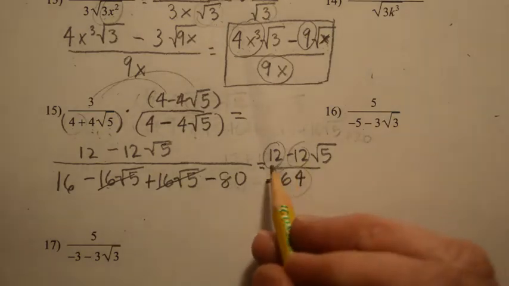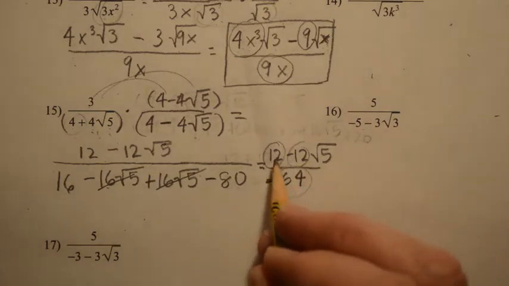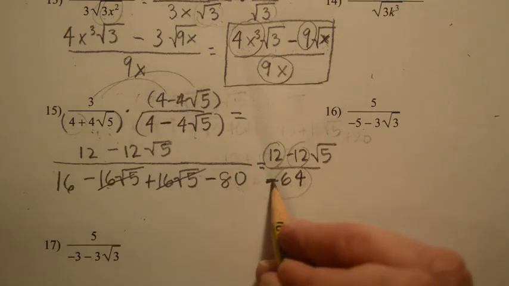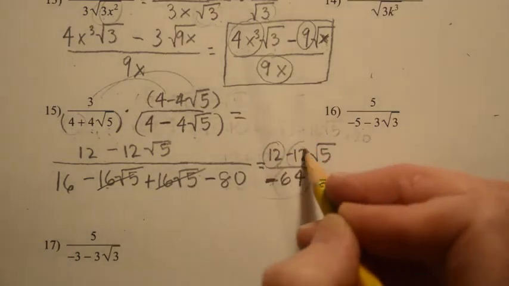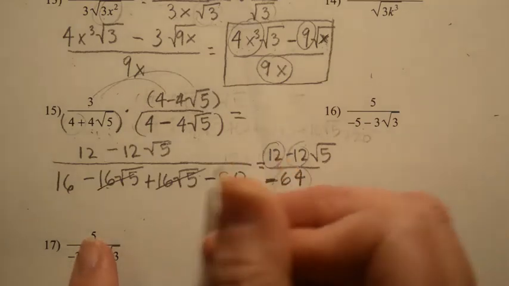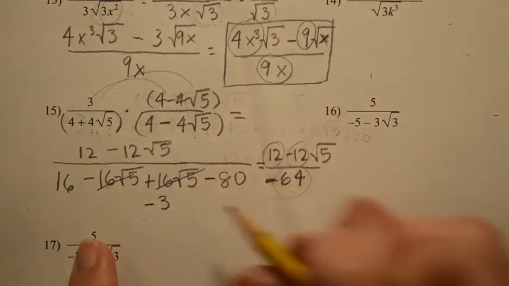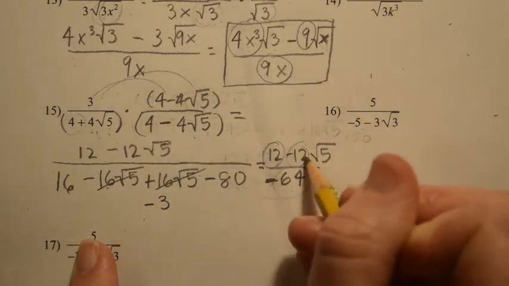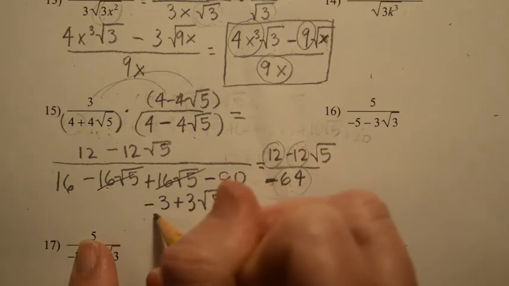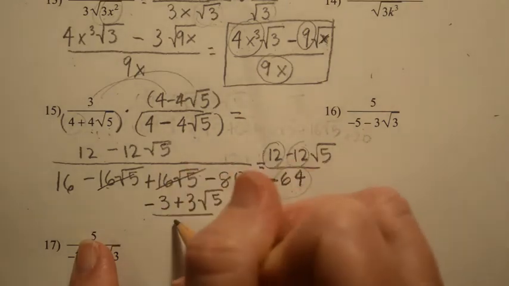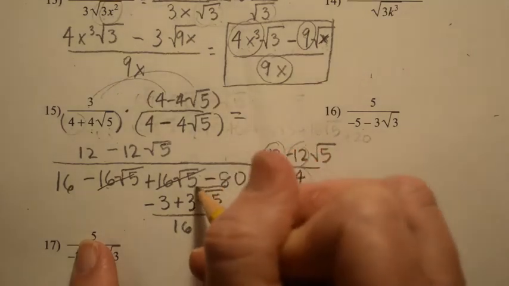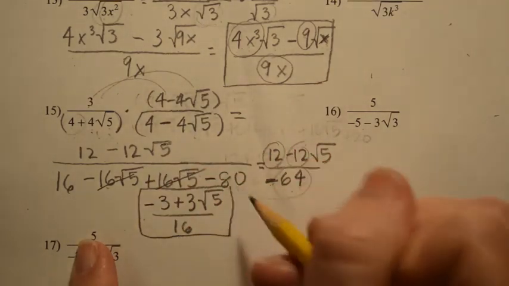Hopefully you would say 4. I'm going to go even further, and I'm going to say negative 4, just to get that negative out of the denominator. So I'm going to divide every one of these three outies by negative 4. That's going to change this 12 to a negative 3. It's going to change this negative 12 to a positive 3. And it's going to change this negative 64 to a positive 16. Final answer right there.